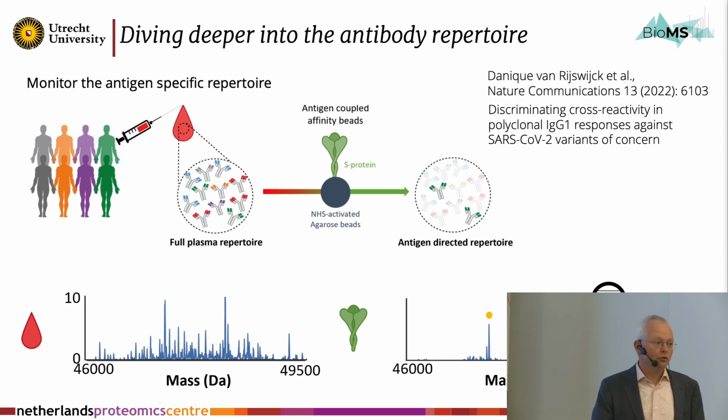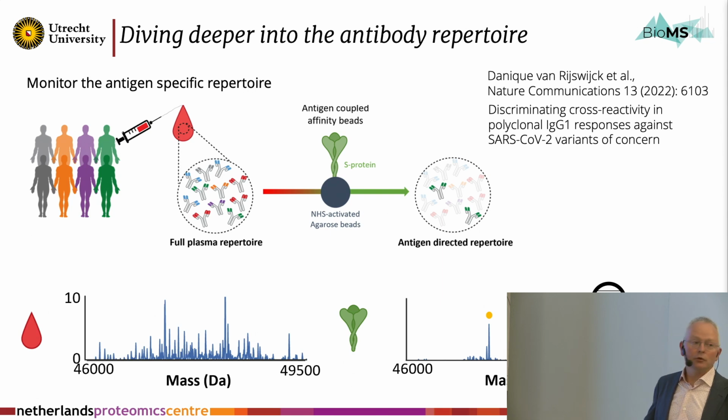Now what we can also do is, we can measure the full antibody repertoire in blood, but we can also detect what we call the antigen-specific repertoire. So the experiment we do is we couple the whole spike protein of corona to a bead. We fish first for the antibodies that bind against the spike. Then we do the same trick and we analyze the profile of these antibodies.